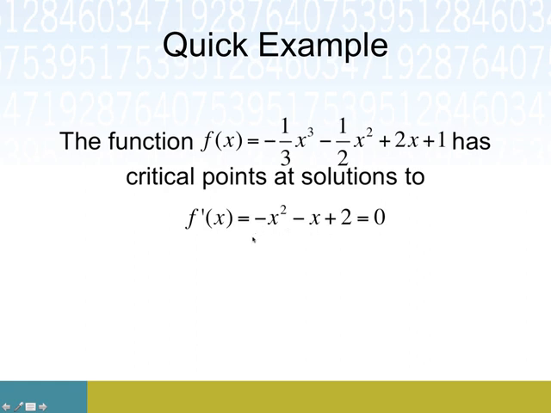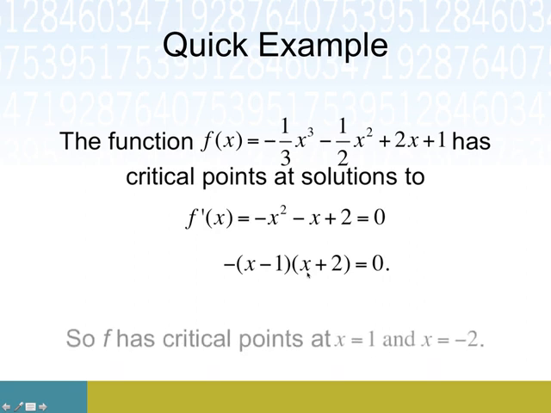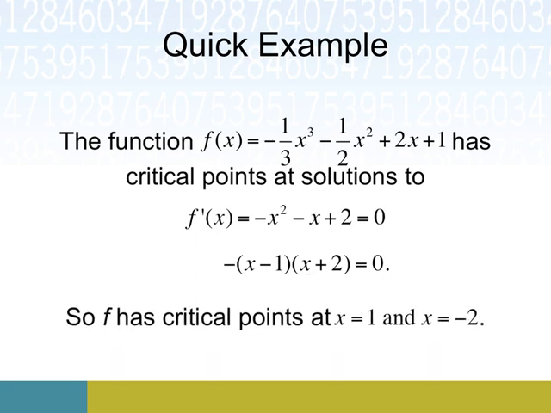So they occur when this derivative is equal to 0. So it turns out we can factor this a little bit. It would be just fine to do quadratic formula or something like that as well, but this gives us two solutions, x equals 1 and x equals negative 2. So what we can conclude from that is that f has critical points at x equals 1 and x equals negative 2.